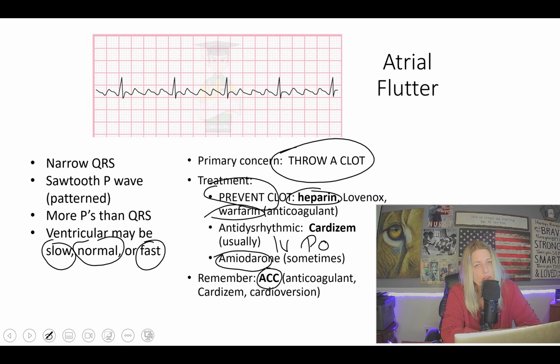So remember, ACC for aflutter. Aflutter has more P's than QRS's. It's a sawtooth P wave. It's very classic. I don't believe that the aflutter they put on the NCLEX is going to look any different from this one. You may see some slightly different looking ones in real life because everybody's different, but on the NCLEX, it's going to look just like this. This is classic aflutter. So if you see this, you say, I know what that is. Now they say, what's the treatment for it? And you go, for sure, an anticoagulant and an antidysrhythmic and then possibly cardioversion. So ACC: anticoagulant, Cardizem, and cardioversion.